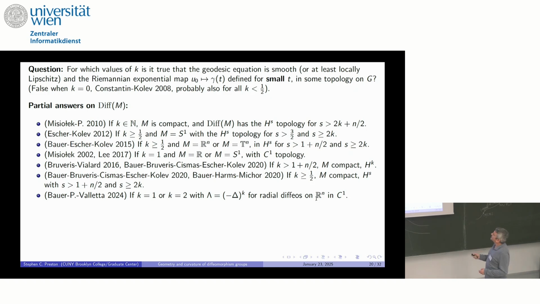Escher and Kolev in 2012 did the critical case k equals 1/2 in 1 dimension, again for fairly large Sobolev index. And then more generally in higher dimensions, surprisingly k equals 1/2 is still critical for this property. Again for now pretty close to the Sobolev index that gets you C^1, but also you need to be fairly large if k is large.